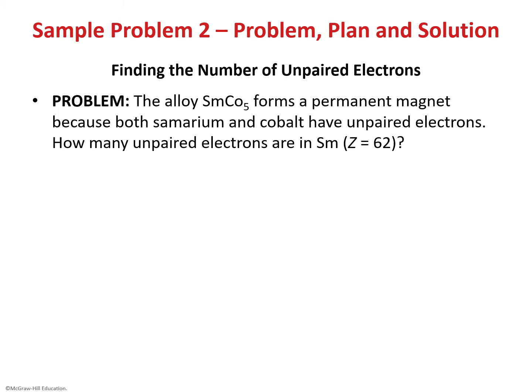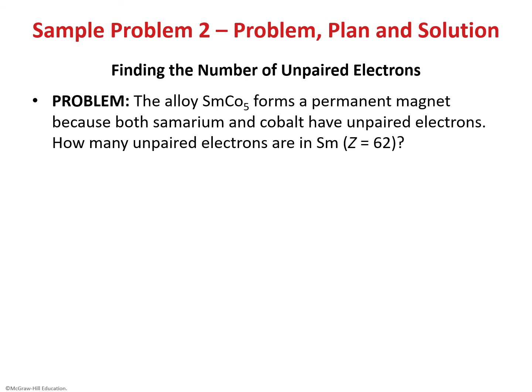The question is: the alloy SmCo5 forms a permanent magnet because both samarium and cobalt have unpaired electrons. How many unpaired electrons are present in samarium? Z is given to you as 62. Z is again the atomic number. So the question is, how many unpaired electrons?